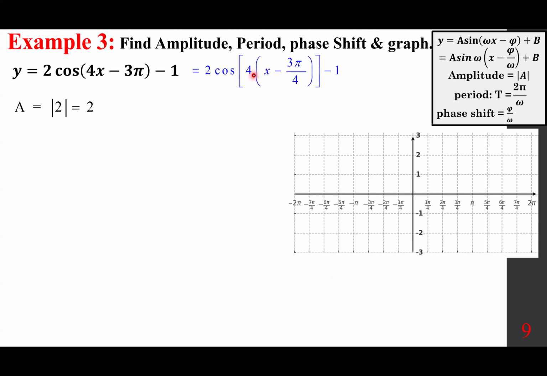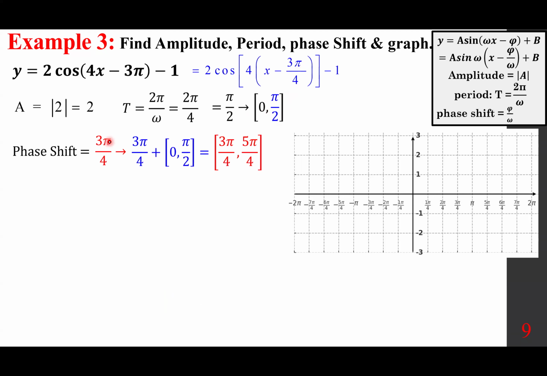The T is 2 pi over 4, which means pi over 2. So a complete cycle should go from 0 to pi over 2 if there is no phase shift. But there's a phase shift of 3 pi over 4, so we need to add 3 pi over 4. So we move this by 3 pi over 4 to the right. That means you add it to this one, you add it to this one. So when I add it to 0, I get 3 pi over 4. Pi over 2 is 2 pi over 4, with 3 pi over 4 becomes 5 pi over 4.